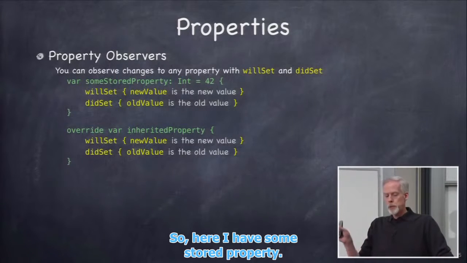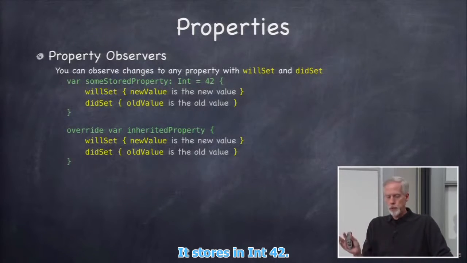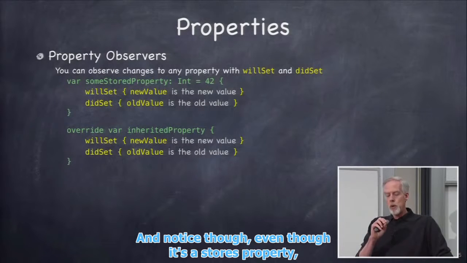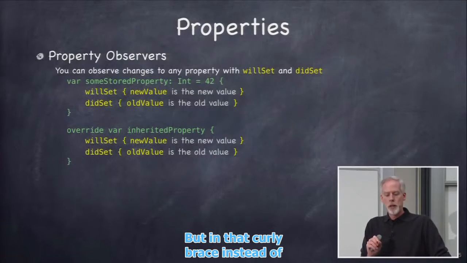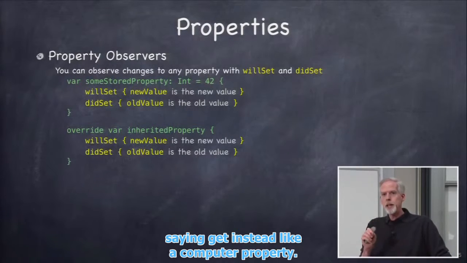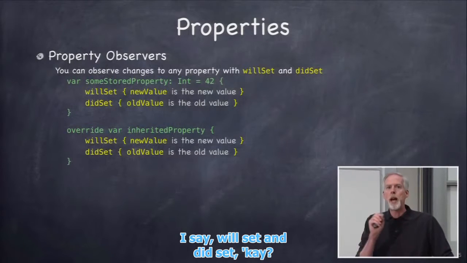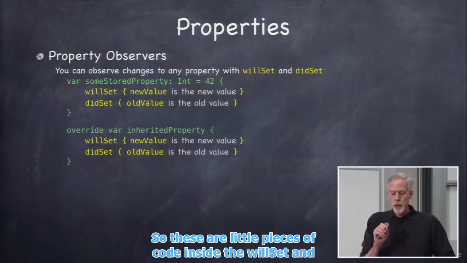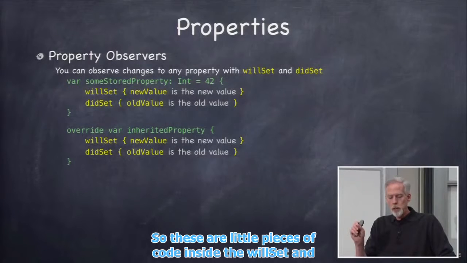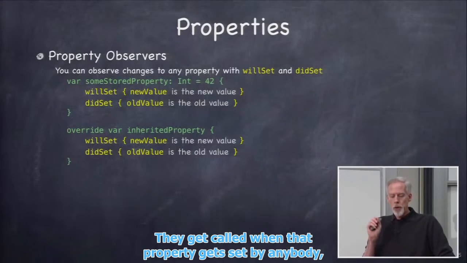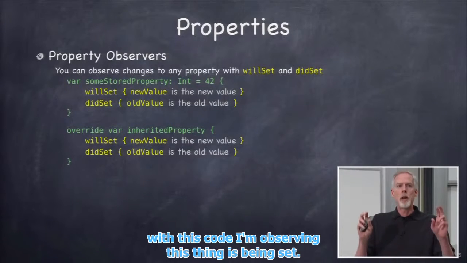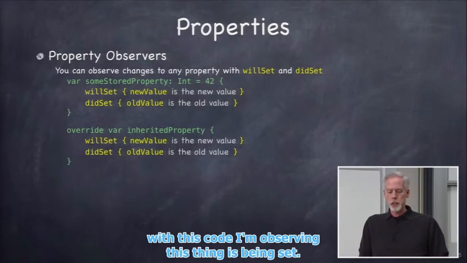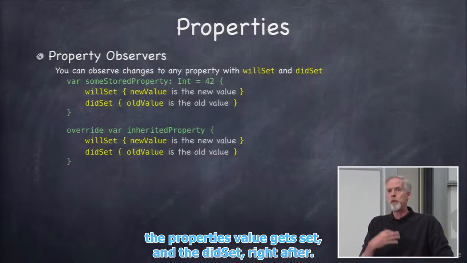So here I have some stored property. It stores an int, 42. And notice though, even though it's a stored property, not computed, I still put a curly brace after it. But in that curly brace, instead of saying get and set like a computed property, I say will set and did set. Okay, so these are little pieces of code inside the will set and did set. They get called when that property gets set by anybody. So it's called a property observer because with this code I'm observing this thing being set. The will set is called right before the property's value gets set, and the did set right after.